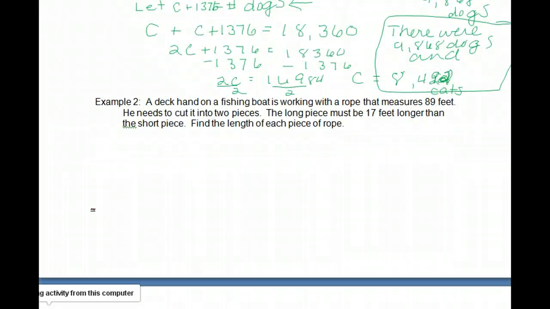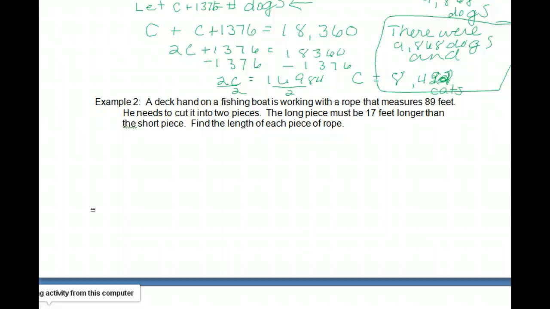Example 2. A deckhand on a fishing boat is working with a rope that measures 89 feet. He needs to cut it into 2 pieces. The long piece must be 17 feet longer than the short piece. Find the length of each piece of the rope.